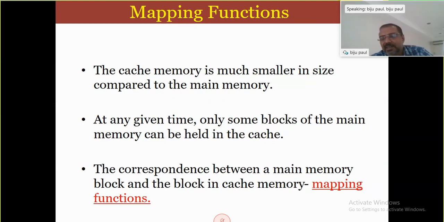As I mentioned, the size of the cache memory is very small when compared with the main memory. So whatever is required by the processor has to be loaded to the cache memory. Since the cache memory size is very small, we need to take something out, replace something, then load something again and again according to the request by the processor. It needs a mapping function. We are going to discuss three different types of mapping functions.